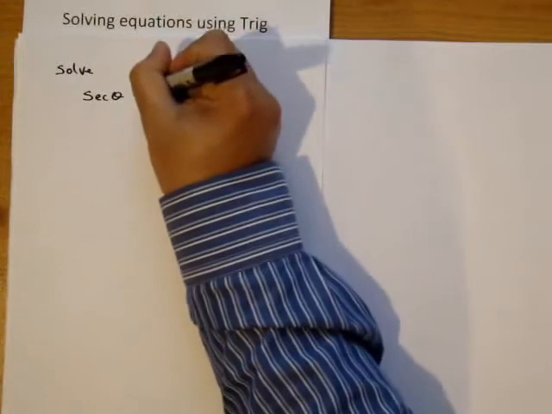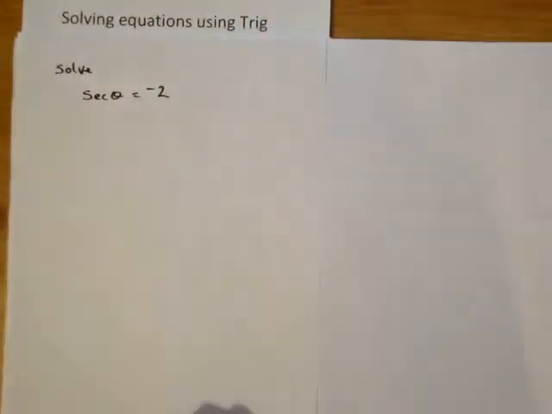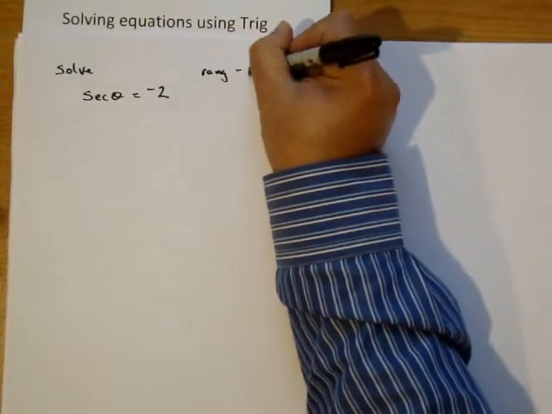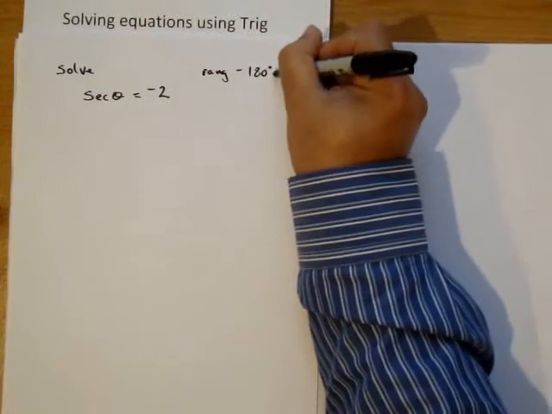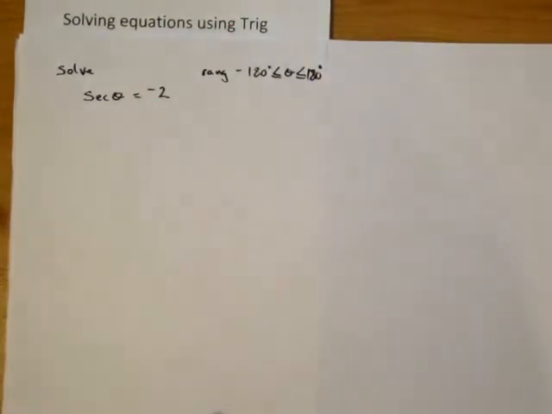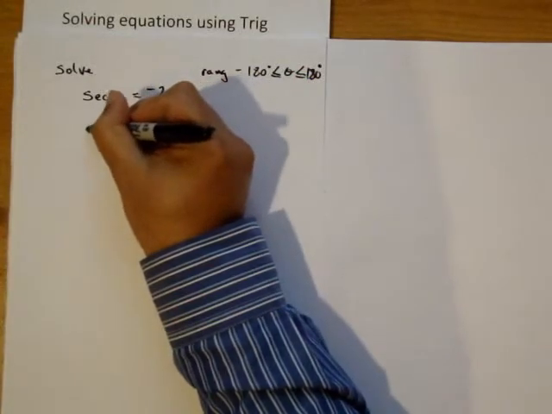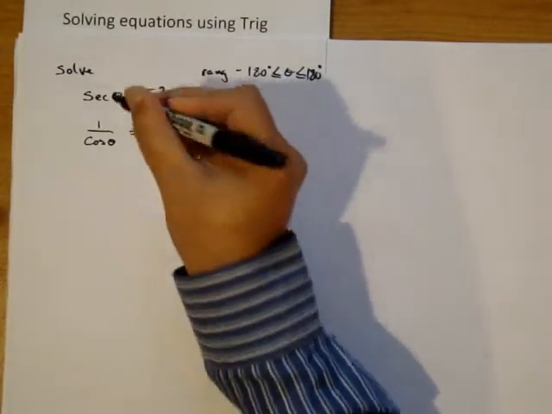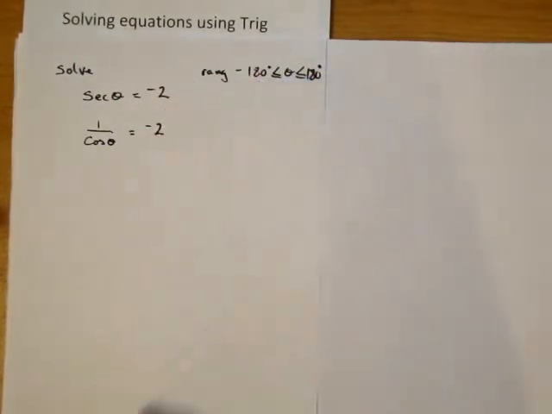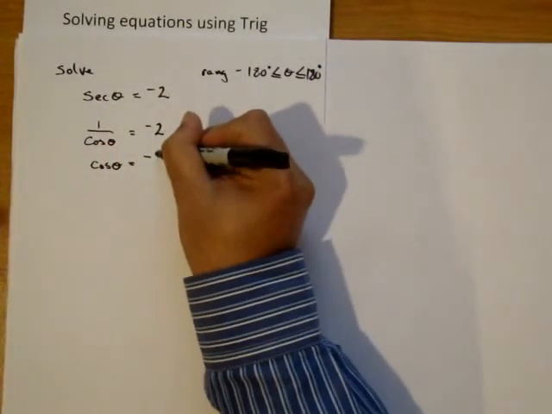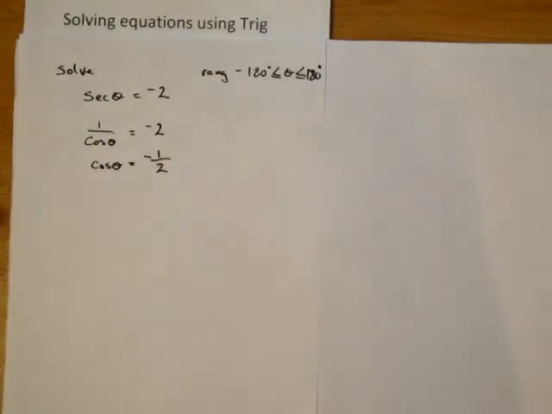Sec theta equals minus 2, and the range is minus 180 degrees to 180 degrees. So let's have a look here. Sec theta is nothing but 1 over cos theta, and so cos theta is minus a half, and we'll take the reciprocal.